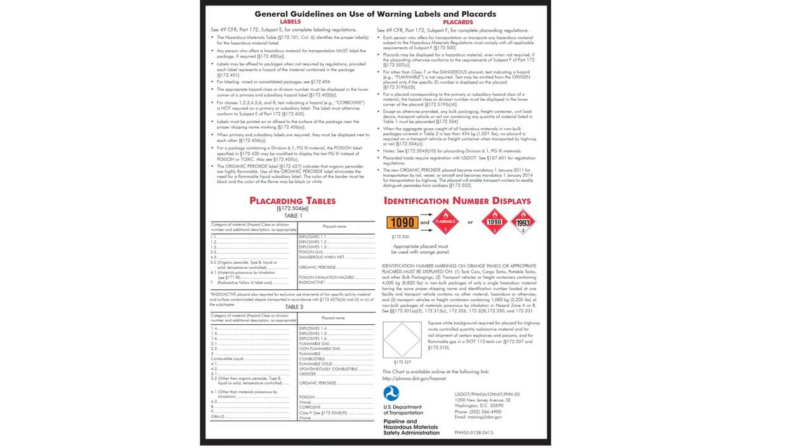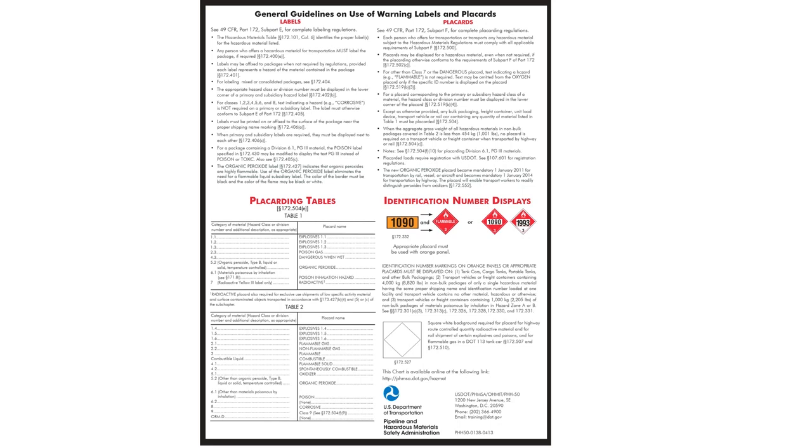General guidelines on the use of placards. The main thing that I want you to look at here is over on the right side, I want you to see identification numbers and displays. That is how you placard a bulk package with a UN number. You see the flammable class 3 with a 1090, and then you see a combustible class 3 with a 1993 in it. That is a bulk placard.